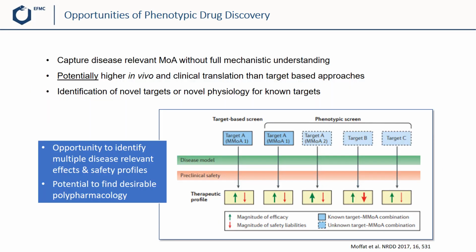So what are the potential advantages and opportunities of phenotypic drug discovery? The key aspect of employing a phenotypic approach is the possibility to capture a disease-relevant mode of action without full mechanistic understanding and knowledge of a target, and to do this in a physiologically relevant context. Therefore, you can exploit a disease phenotype to discover novel treatments for diseases for which even the root cause is unknown. Sometimes this is referred to as forward pharmacology.